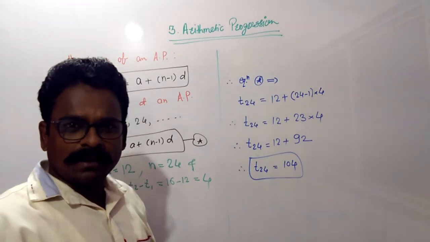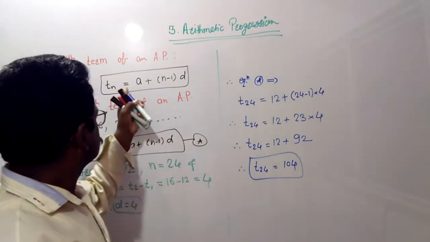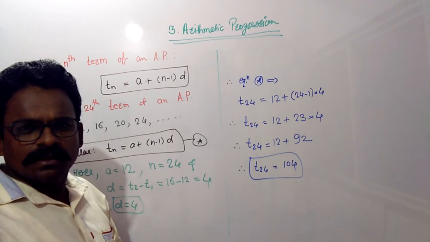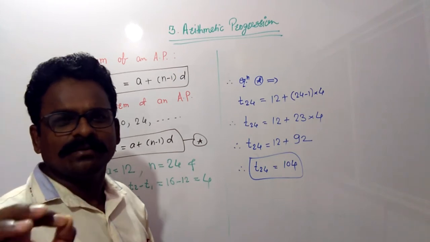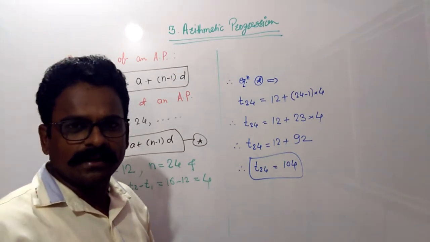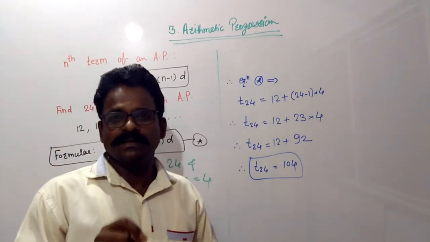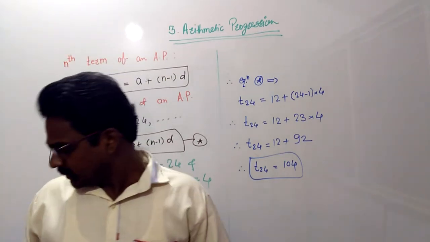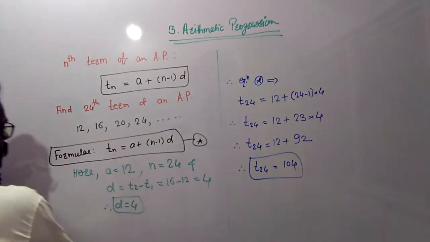Let's take one more problem on the similar formula of the nth term. Tn is equal to a plus n minus 1 into d.